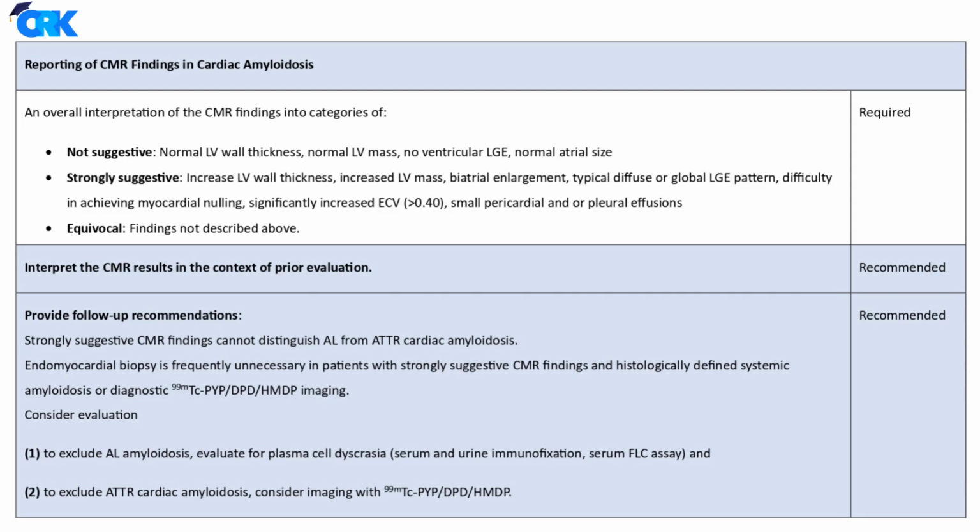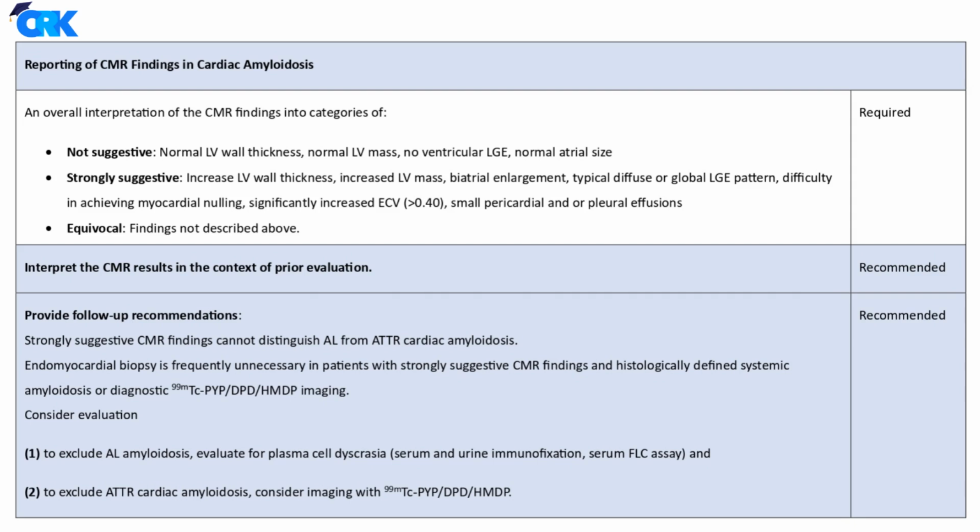Each study should conclude with an overall impression that categorizes the findings as one of the following. Not suggestive. This means all findings are within normal limits. You should see normal LV wall thickness, normal LV mass, no ventricular LGE, and normal atrial size.